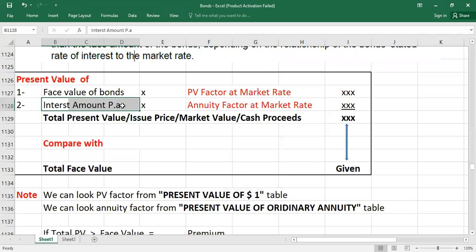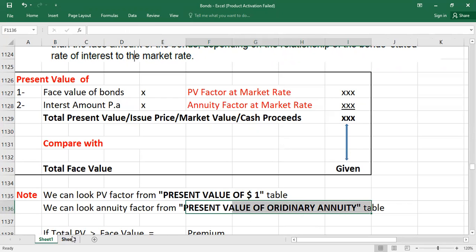If you want to calculate the present value of the interest amount per annum, because interest amounts are constant, we can use the annuity factor to calculate it quickly. So what we need to do is multiply the interest with the annuity factor at the market rate. And you can select the annuity factor from this table.